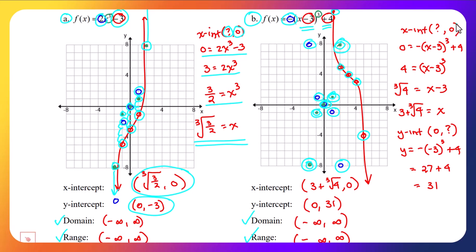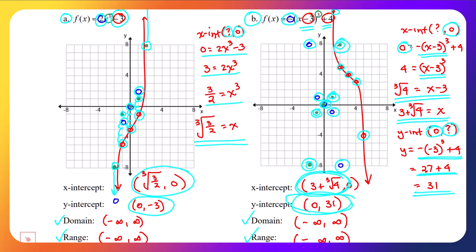To find the x-intercept, y is 0. If I kick this negative portion over, it becomes positive. Cube root both sides and get the x by itself, and I get the x-intercept. To find the y-intercept, I let x equal 0, and so this happens, and I get 31. So our y-intercept is 0, 31.